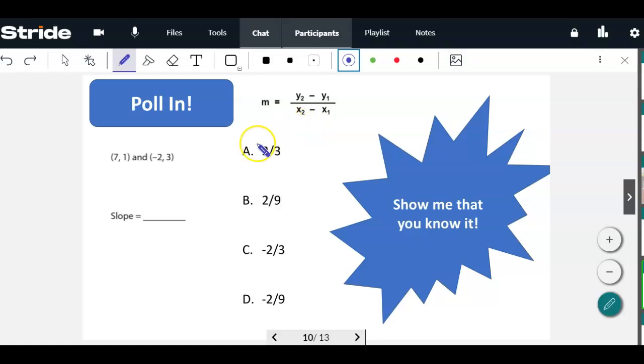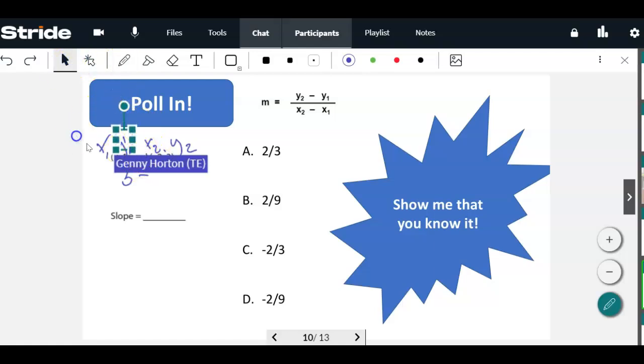All right, so this one, we have 7, 1, -2, 3. So x1, y1, x2, y2. So I'm going to do the y2 minus the y1. I wrote over that. It's hard to see. I think it's 1, right? Yeah, 1. And then x2 minus x1.